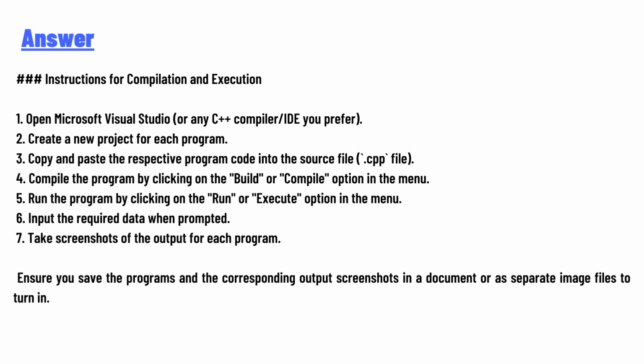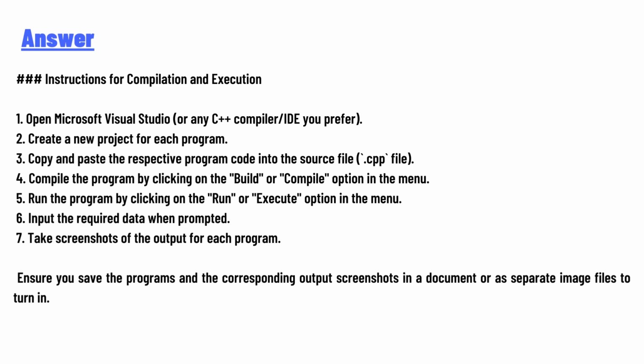Instructions for compilation and execution. First, open Microsoft Visual Studio. Second, create a new project for each program. Third, copy and paste the respective program code into the source file. 4. Compile the program by clicking on the build or compile option in the menu.